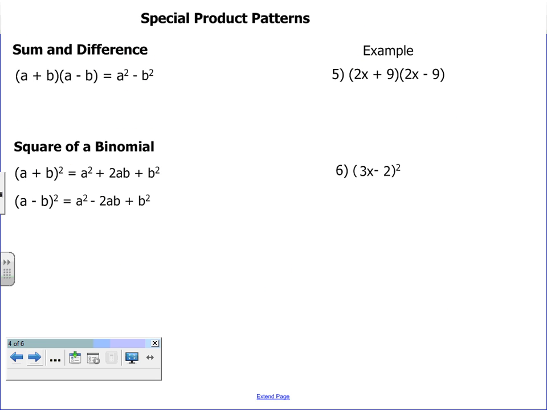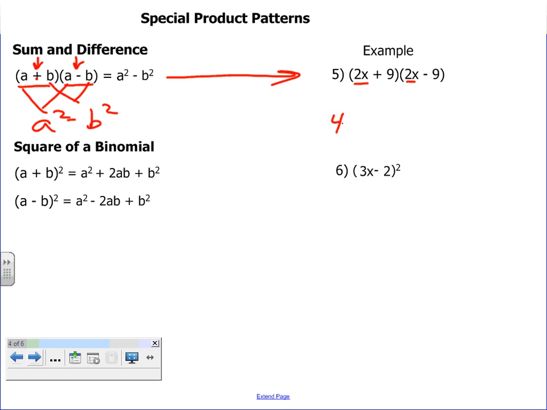Okay, here's some special cases. What we have here is, what if the terms are the same, but the only difference is one's positive, one's negative? Well, you take the first term and you square it, and then you take the last term and you square it, and you simply say positive times a negative is a negative. So let's look at this example over here. We see that they're the same, so I'm going to say 4x squared. And then we look at the 9 and see that they're the same, so I'm going to square that as well. Then the only thing that we change is a positive times a negative becomes a negative. So 4x squared minus 81 would be your final answer.